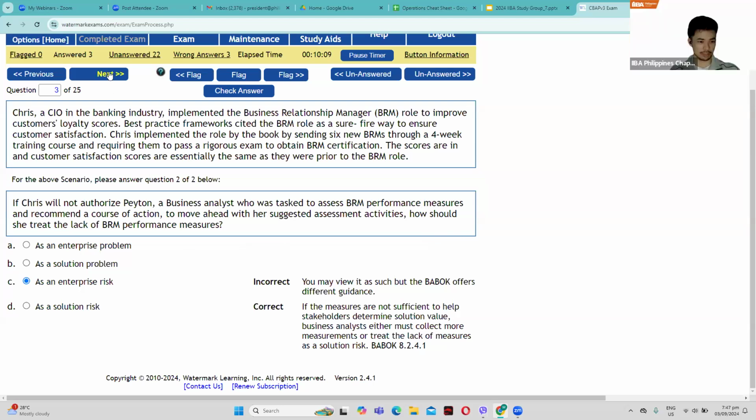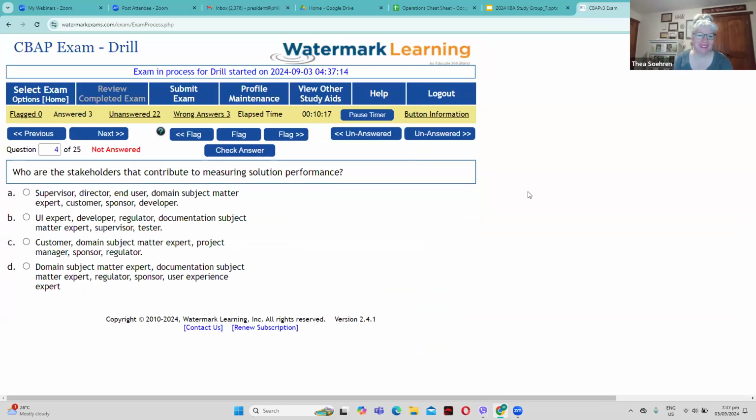That's right. Okay. And Moses said, sorry, D. I didn't see that in time. Okay. Yep, Moses was right. All right. Good job. Number 4, who are the stakeholders that contribute to measuring solution performance?